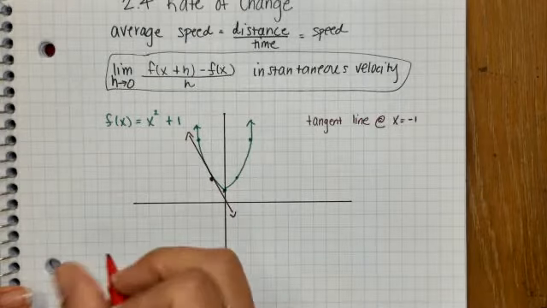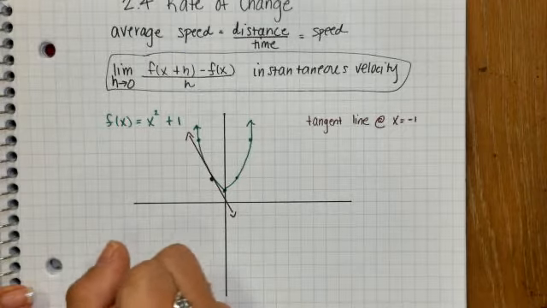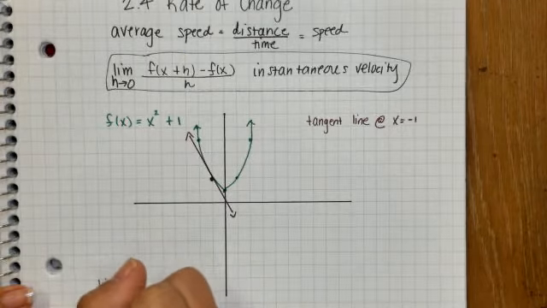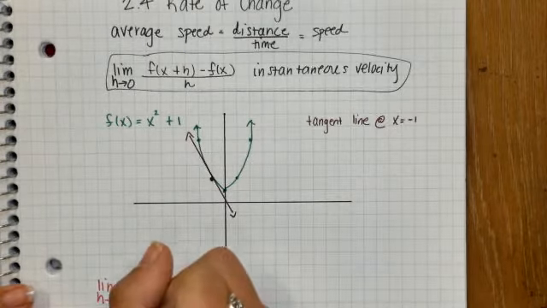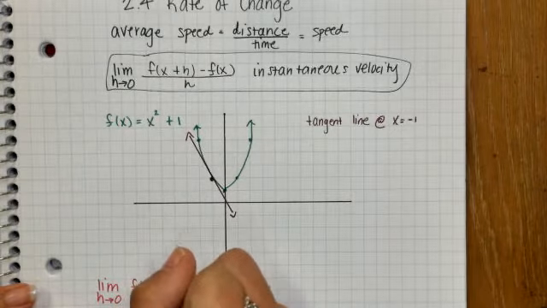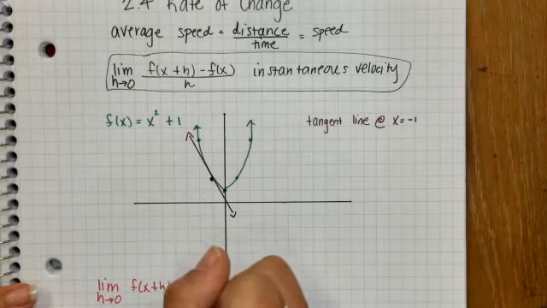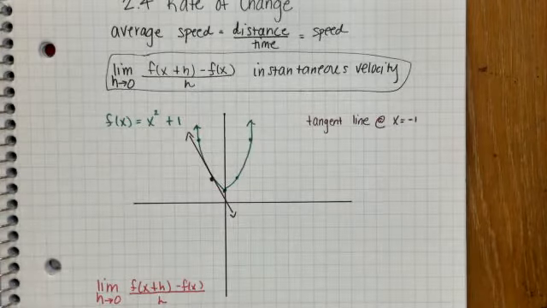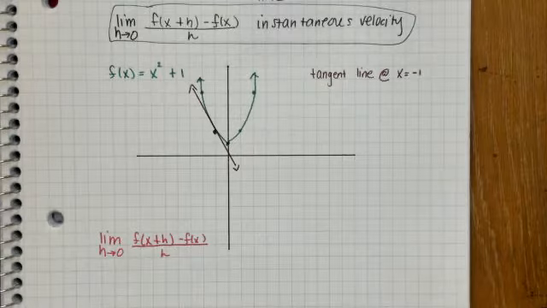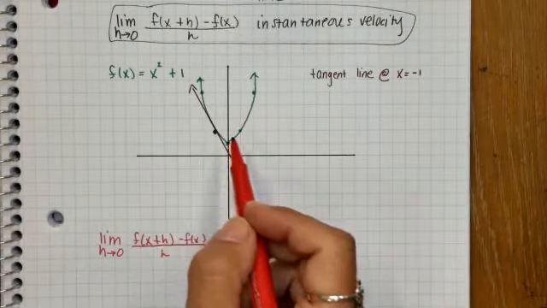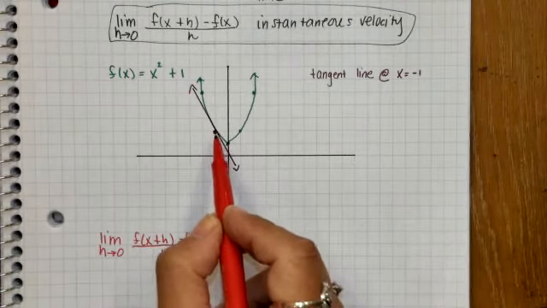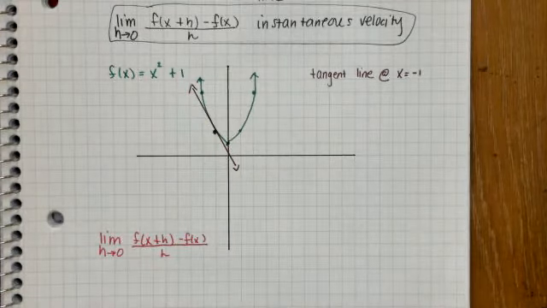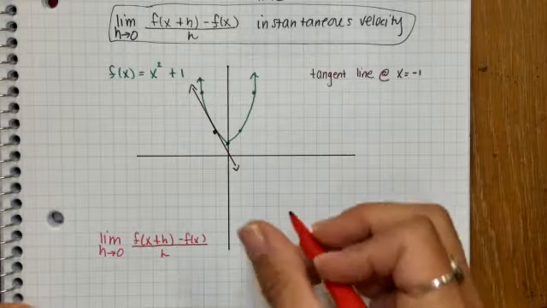So to find the slope of the tangent line, I'm going to do the limit as h approaches 0 of f of x plus h minus f of x, all over h. Oops, sorry about that. It's the same concept as instantaneous velocity. I have this curve. I want to know what's happening at exactly this point right here.